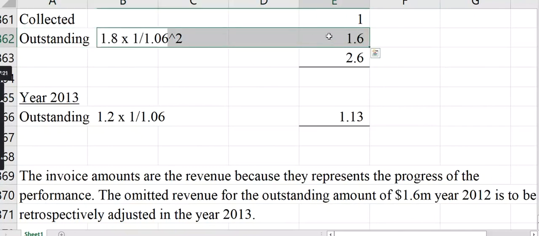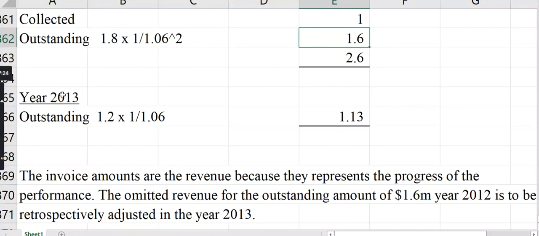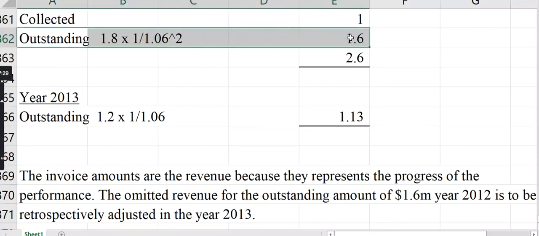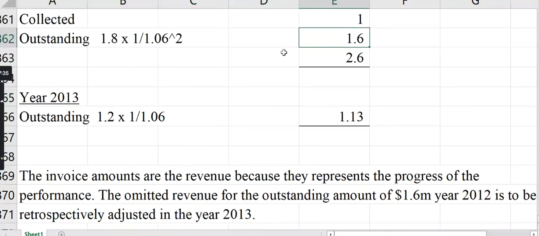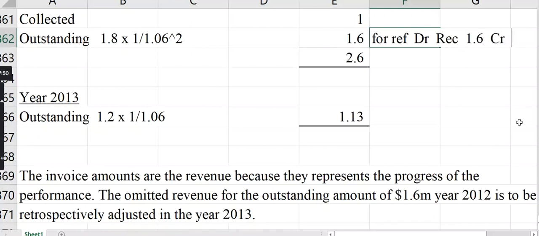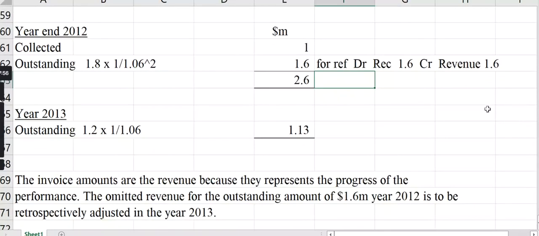So we debit receivable and credit revenue for the 1.6. And when it comes to 2013, the $1.6 million receivable remains outstanding. So the receivable recognized here will be brought to 2013 as well. So this $1.6 million present value in 2012 must attract an interest income. It's an unwinding. So I show you the entry. This is for reference only. Okay, for reference, we debit receivable 1.6, credit revenue 1.6. Then this receivable, when we bring to 2013, we'll add one more interest income inside.